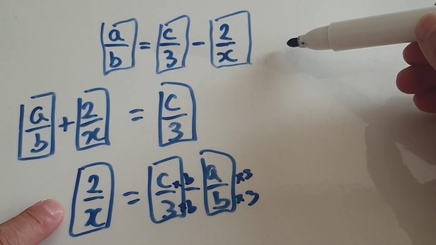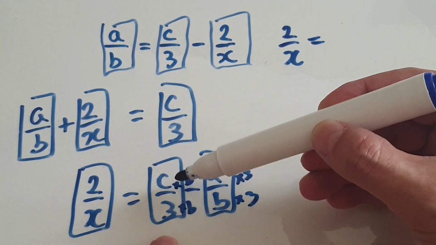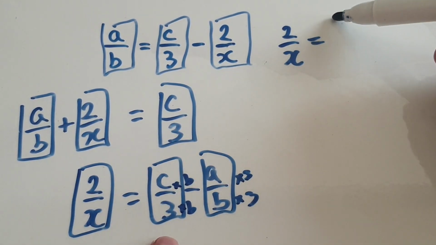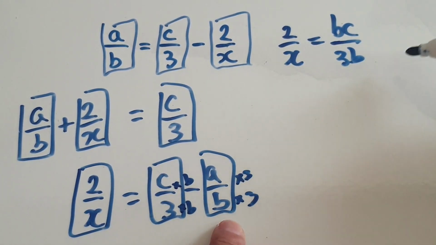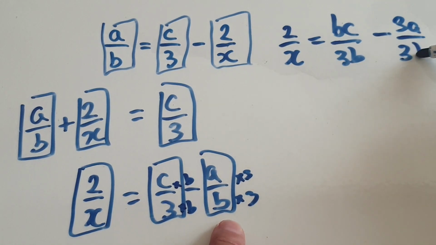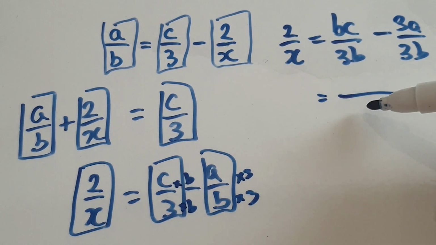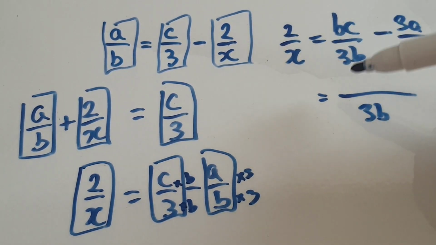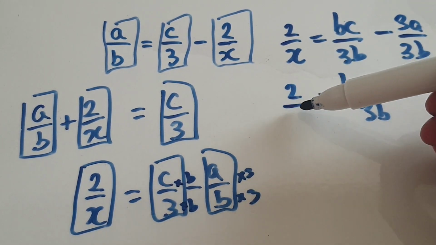well, let's leave this alone. So this would be 2 over x equals, well, here you've got a fraction. You times top and bottom by b, so that would be bc over 3b. And then this fraction would be a times 3 would be 3a, and then 3 times b would be 3b. So now the 2 denominators are the same, so you can merge them together. So that would be BC, take away 3a equals 2 over x.